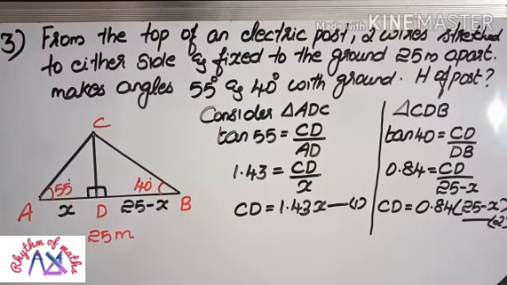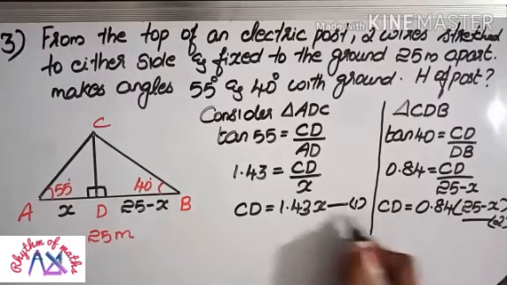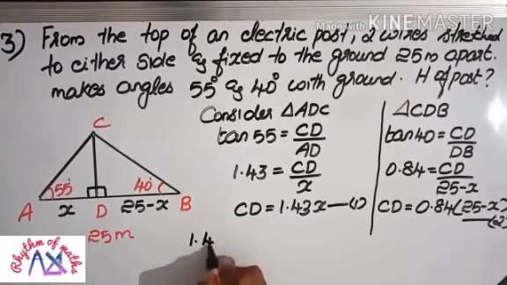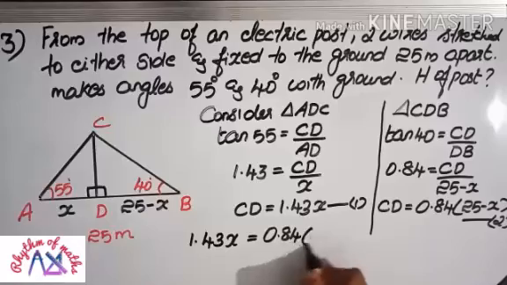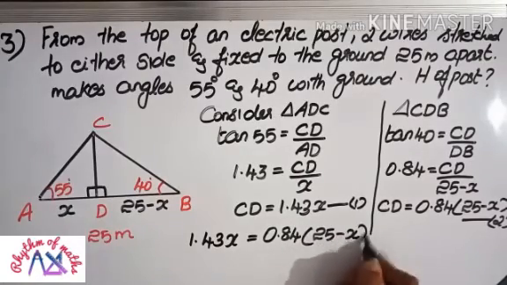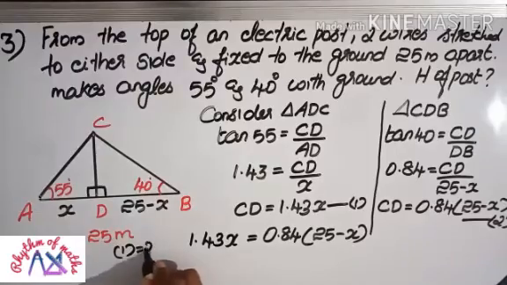So first equation we got, second equation we got. In both these equations CD is common. That means the right sides are equal, LHS equals RHS. So we can equate these two portions: 1.43x equals 0.84 into (25 minus x), because equation 1 equals equation 2. Now we can simplify this in order to find x.